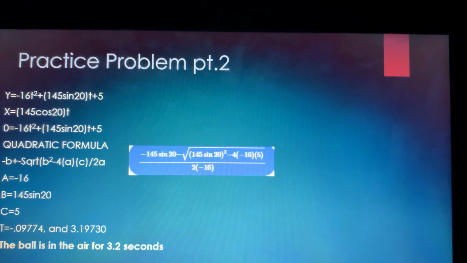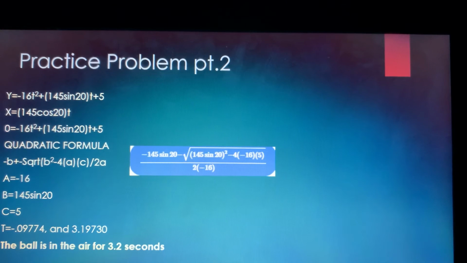3.19730. So we want to get our positive one, and we can round it because it's an answer. When you have answers, you're allowed to round. Just don't round when you're doing further calculations. We get the ball is in the air for 3.2 seconds.